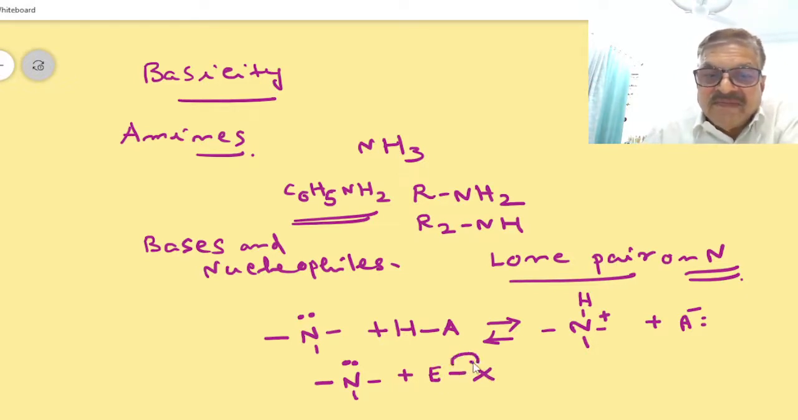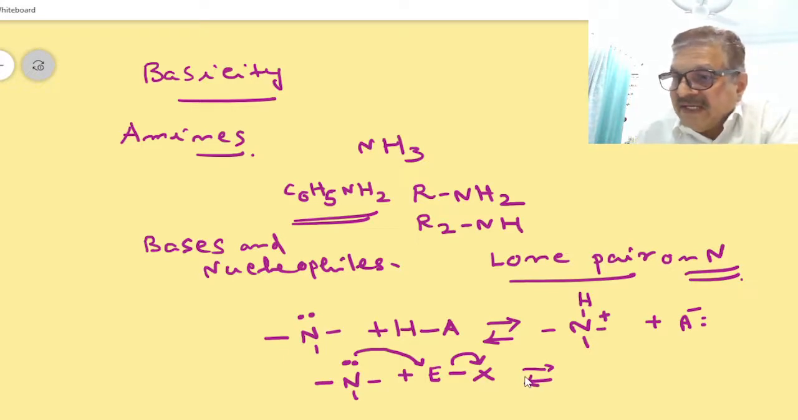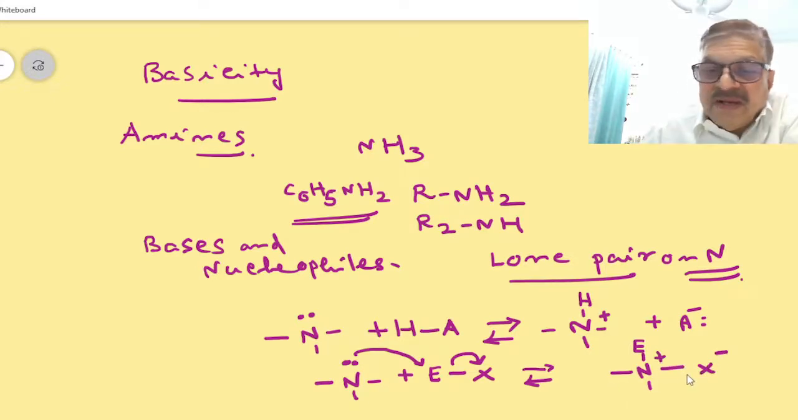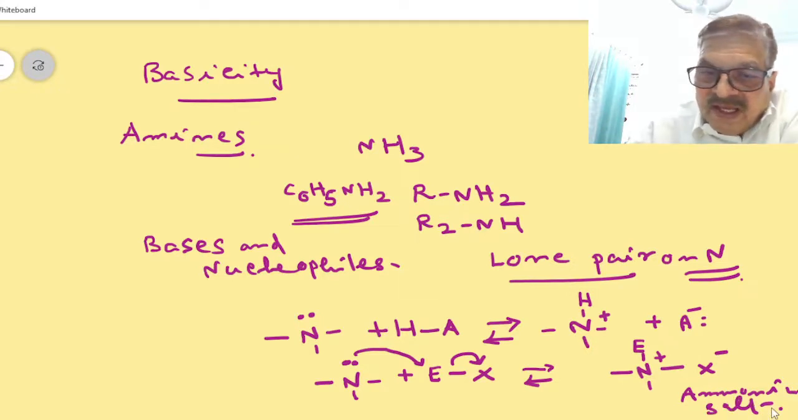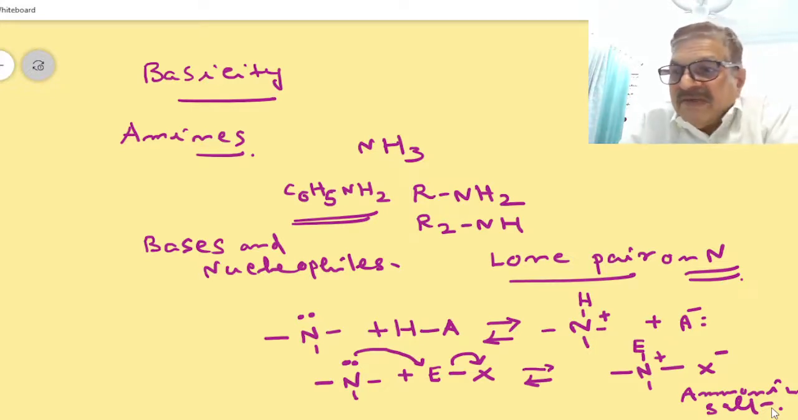So what will happen here? The charge will go like this. So this lone pair will take this electrophile here. This is reaction as a nucleophile. Amines are reacting with an electrophilic site here. Okay, so we will be getting an ammonium compound. Here it will be the electrophile bonding, then plus, then we have X minus here. This is an ammonium salt. Okay, so ammonium salt here.